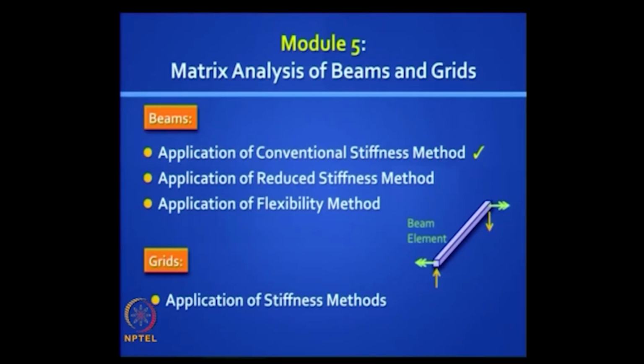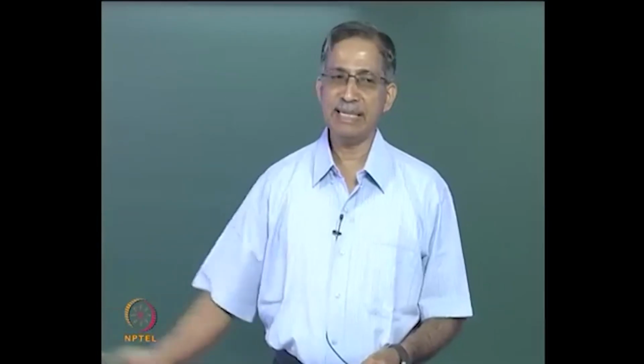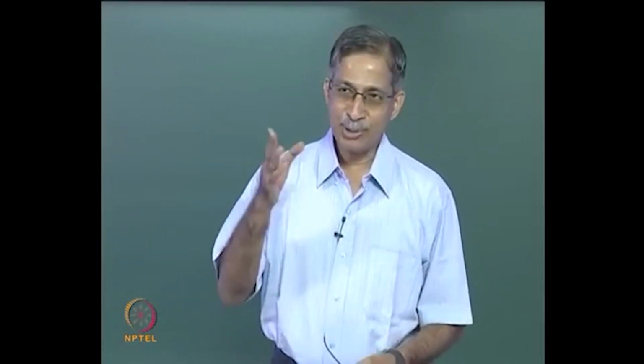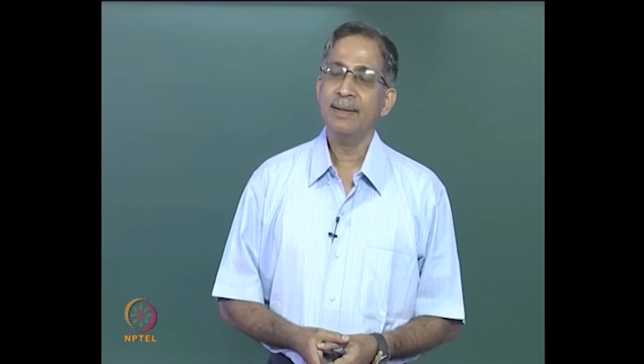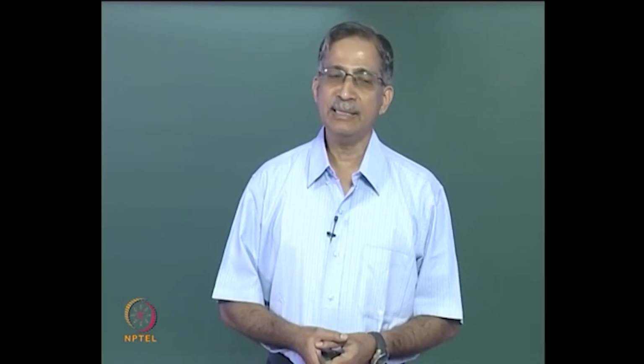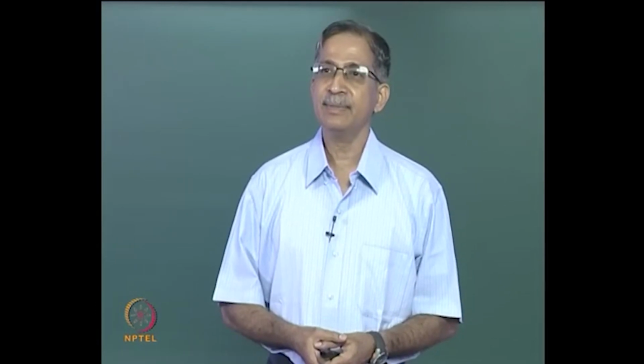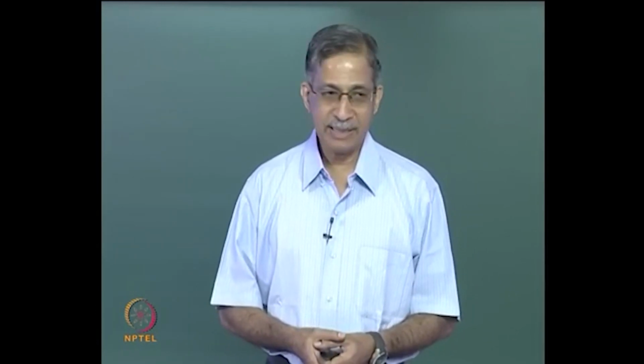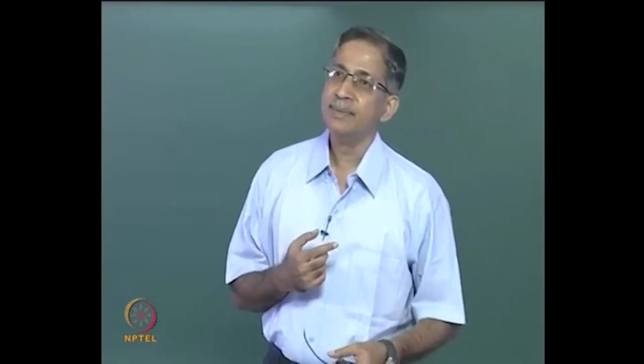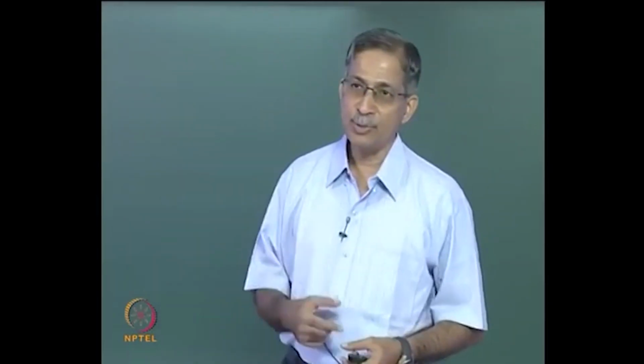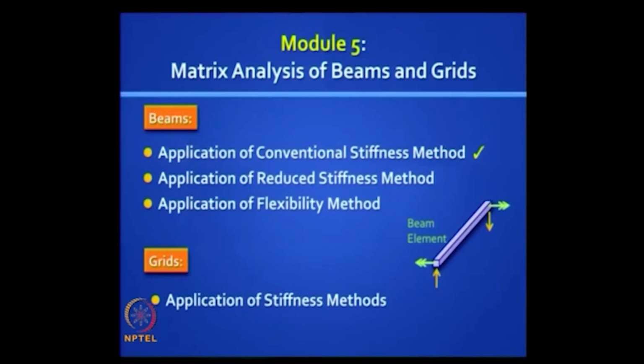What's the difference between a beam element and a grid element? I have shown you a beam element here. There are only 2 internal forces or force resultants at any section. One is a shear force, the other is a bending moment. The bending moment here is shown in the vertical plane, and you get shear forces only if you have a variation in the bending moment.